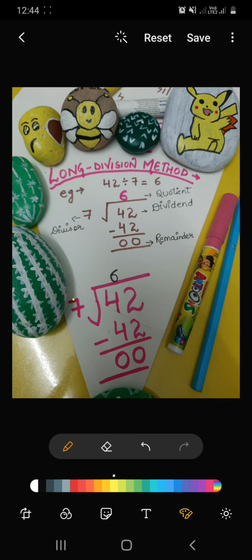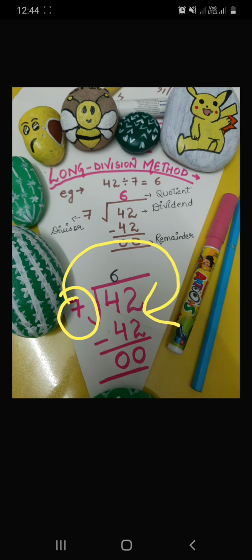Here you can see 7 is written outside and it is the second number, and I have told you जो नंबर बाहर होता है हम लोग उसी का टेबल पढ़ते हैं. तो what is the number? 7. Now we have to see कि 7 की टेबल में 42 कितने टाइम्स आता है.